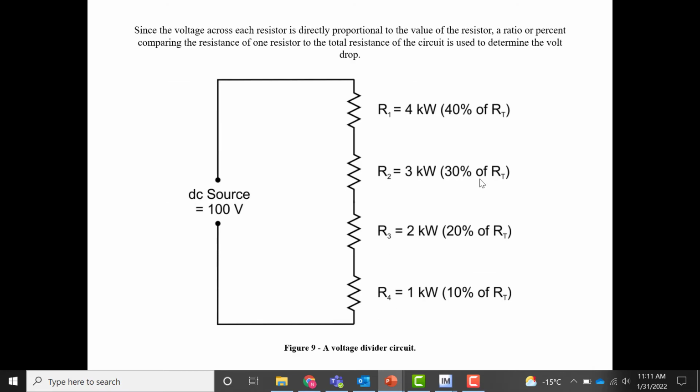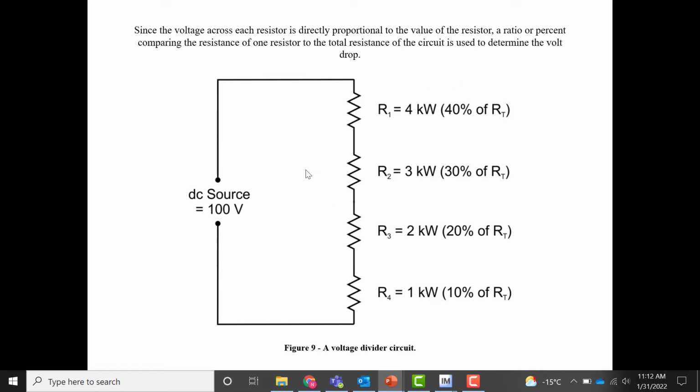Last thing they talk about in the first, I think this is the end of the first exercise, is a voltage divider circuit. Okay, so normally what we've done, and you could still do this, is if we wanted to know the volt drop across here, here, here, and here, we would know our source, we would get our total resistance.